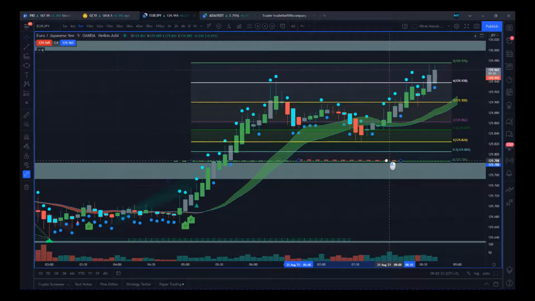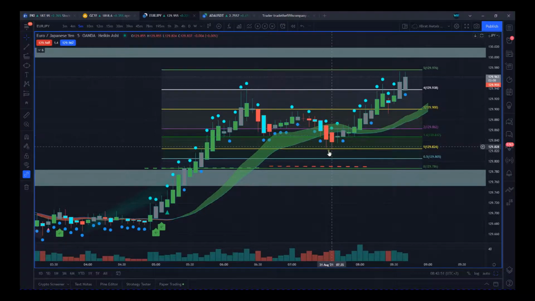Put your stop here, okay? This is your trailing stop now, so you're risk-free. Just ignore those things. I've got other trades on right now.